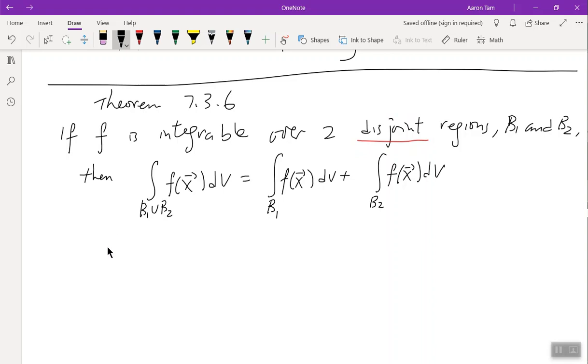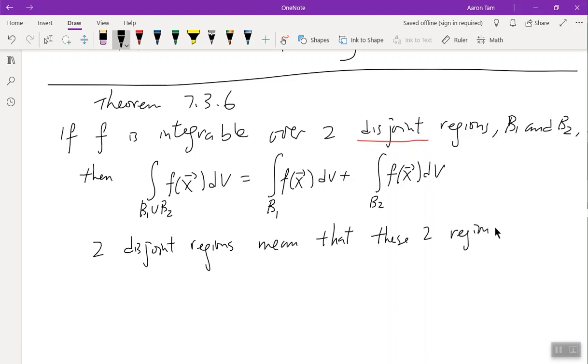and that's the word disjoint. So what does the word disjoint mean? Two disjoint regions basically means the following. Basically means that these two regions do not overlap each other. Or in more mathematical terms, that means that the intersection between these two regions is empty. It doesn't have an intersection.